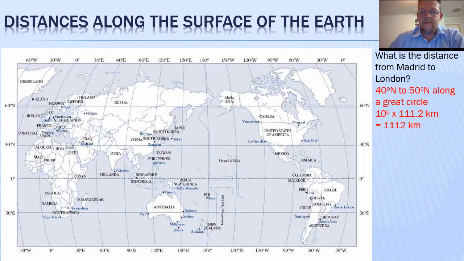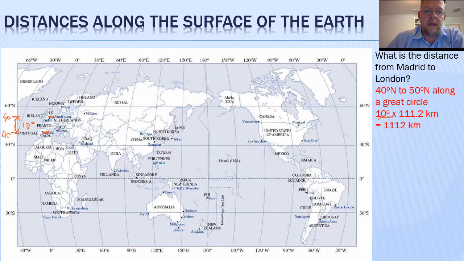So let's have a look here. What is the distance from Madrid to London? So where's Madrid? Here. Where's London? It's here. So, at an estimate, that might be what, 40, that 40 there, 50 there. So I'm saying, well, that's 10 degrees. And so we can see 10 degrees along the distance of a great circle.